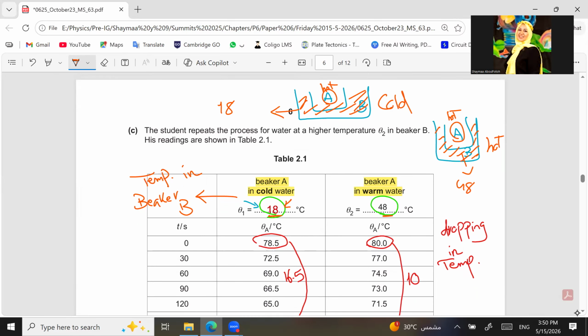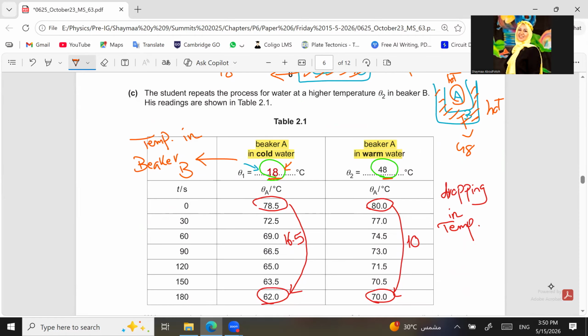Now let's see the difference between them. So here my surrounding is what is different in the two cases. The first one, the temperature was 78.5 and the last one 62. So the drop in the temperature is 16.5. When the surrounding was warm, when the temperature was 48, the initial temperature was 80 and the final temperature was 70. So the drop is 10 degrees Celsius, and here 16.5 degrees Celsius.